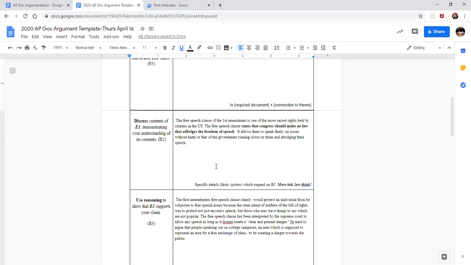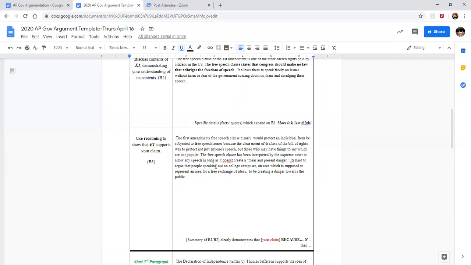Use reasoning to show my B3, so this is my last point. Apply the purpose of presenting obscene or controversial speech out in the public. The free speech clause has been interpreted by the Supreme Court through the clear and present danger precedent. It's hard to argue that people speaking out on college campuses are creating a danger towards the public.